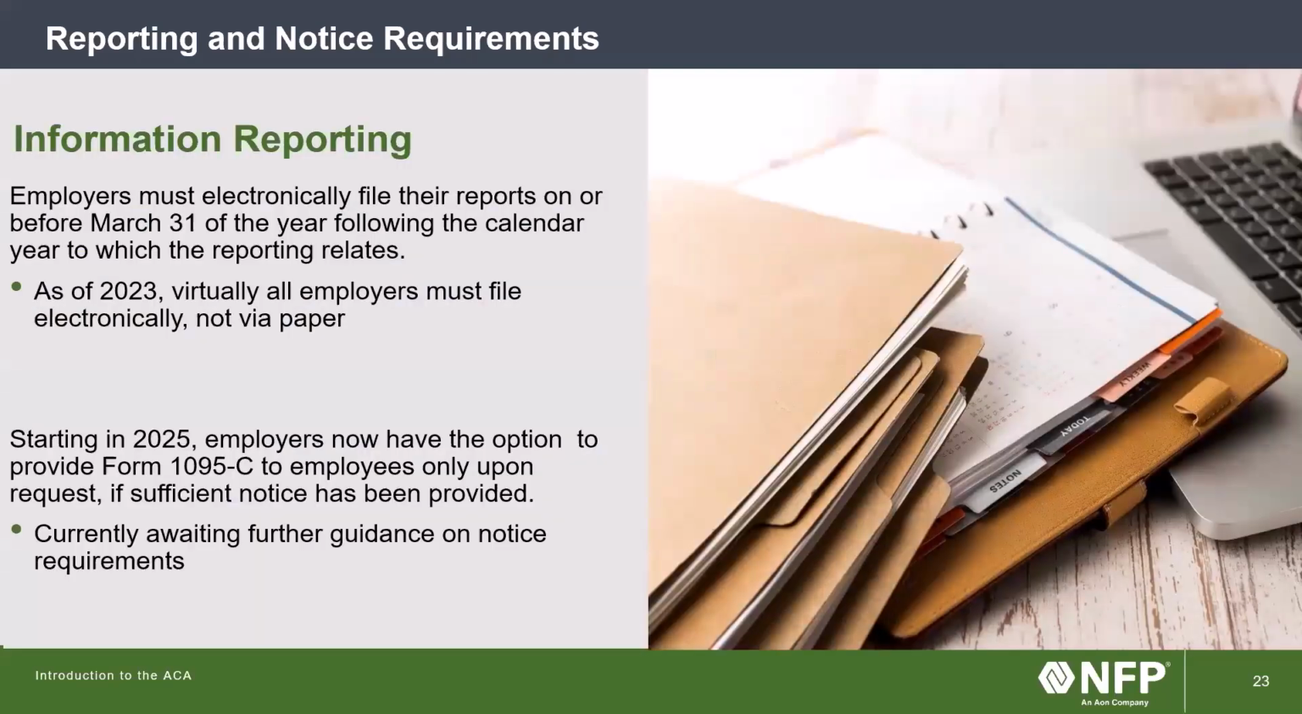So employers have to electronically file their reports on or before March 31st of the year following the calendar year to which the reporting relates. And as of 2023, virtually all employers must file electronically, not by paper, although before then, that was an option for several kinds of employers. Now, the thing to note is that starting this year, employers now have the option to provide Form 1095C to employees only upon request, provided that the employers give those employees sufficient notice that that is an option for them. We don't know a whole lot about some of the details about this requirement. We're currently awaiting some further guidance on those requirements, which of course we'll pass along as soon as we get them. Next slide.